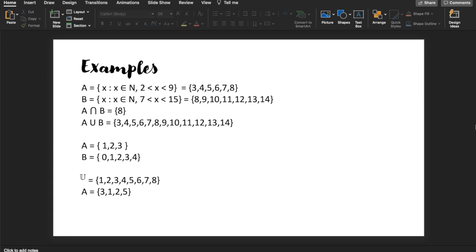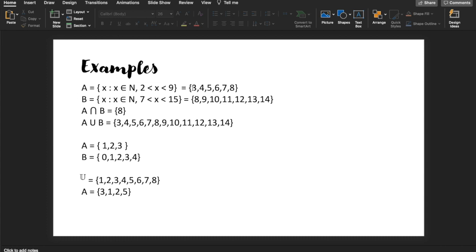So we'll just consider set A as 3, 4, 5, 6, 7, 8 and B as 8, 9, 10, 11, 12, 13, 14. So intersection is something that they have in common. So what they have in common is an 8. So you just create a whole new set. You just write this A intersection B and create a set using curly brackets and write the common element in between there. So that's pretty simple. And let's look at union.